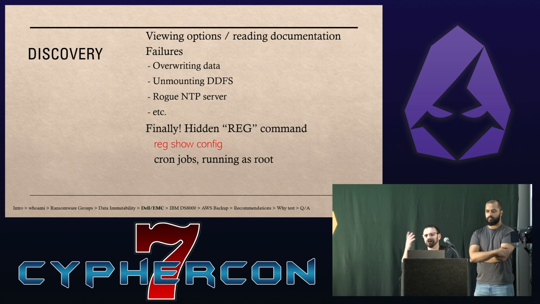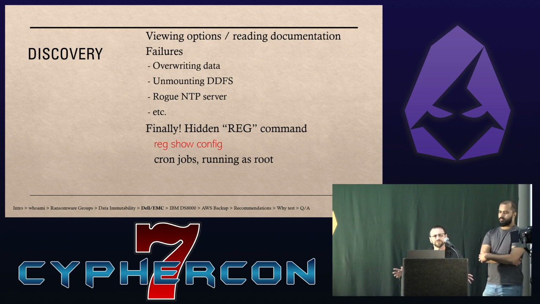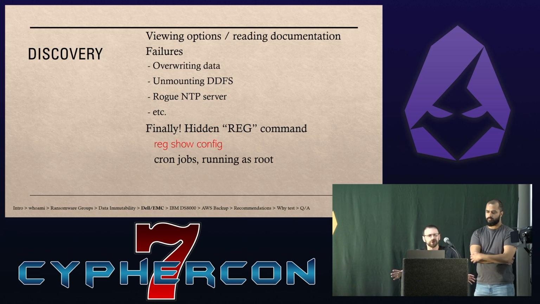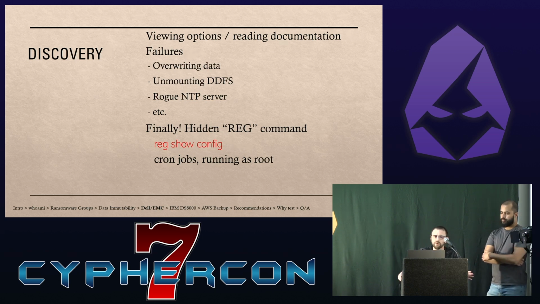Eventually, on some knowledge base article or some public forum, somebody asked a question. They mentioned this registry command. It wasn't in official documentation. We couldn't find anything about it, but we found out you could just run reg show config, and it would just give you hundreds and hundreds of configurations inside the system. Some of those happen to be cron jobs, and we saw they were running as root.